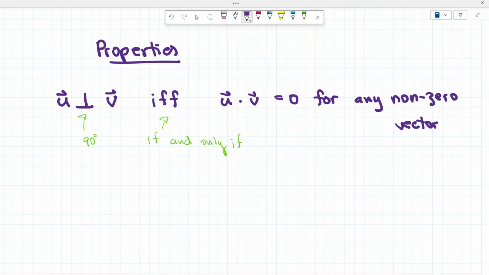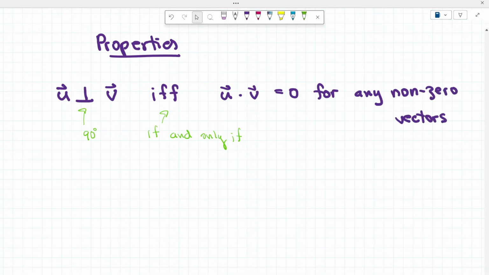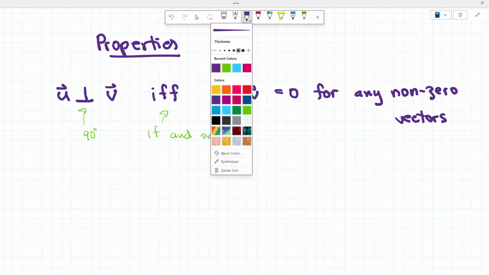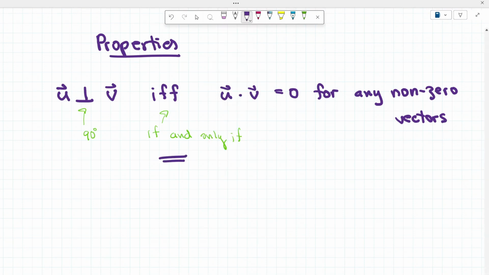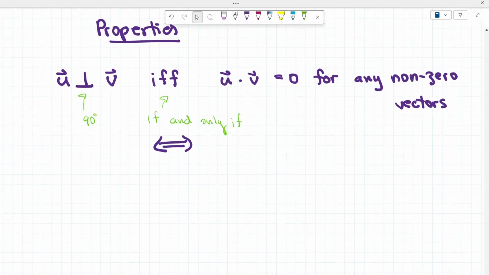Okay, let's break this down. If and only if means it goes both ways. Instead of a one-way arrow, it's a two-way arrow. So that can read as if u and v are perpendicular, then their dot product is 0, and vice versa, if the dot product is 0, then u and v are perpendicular for any non-zero vectors. And that makes sense.